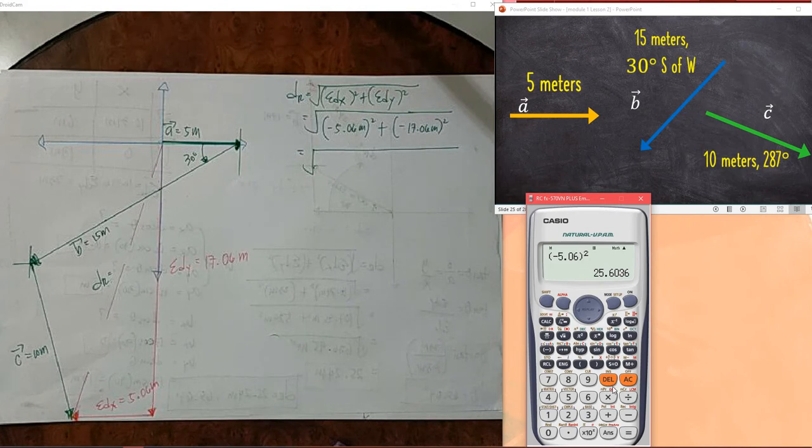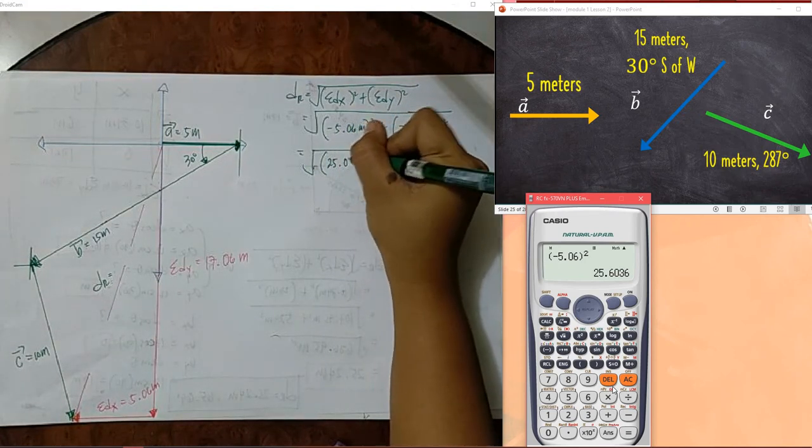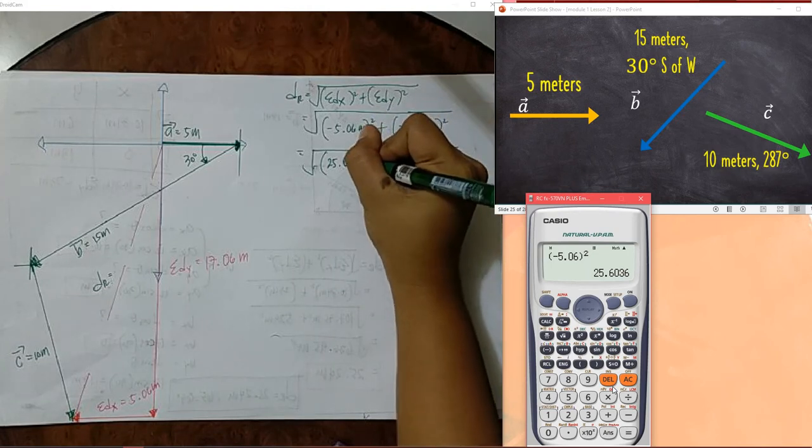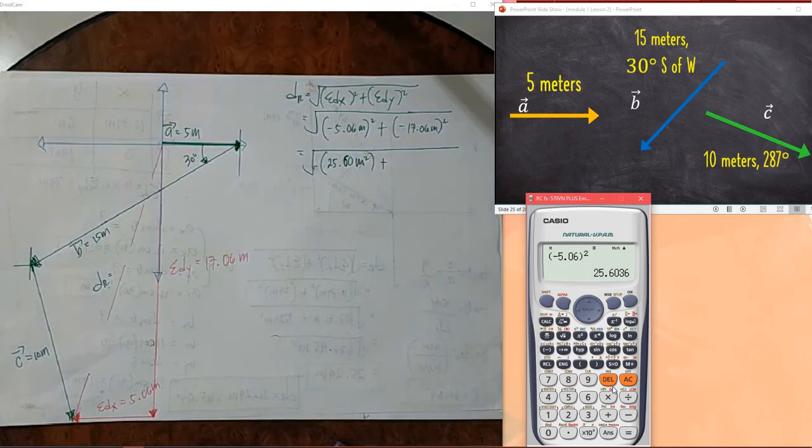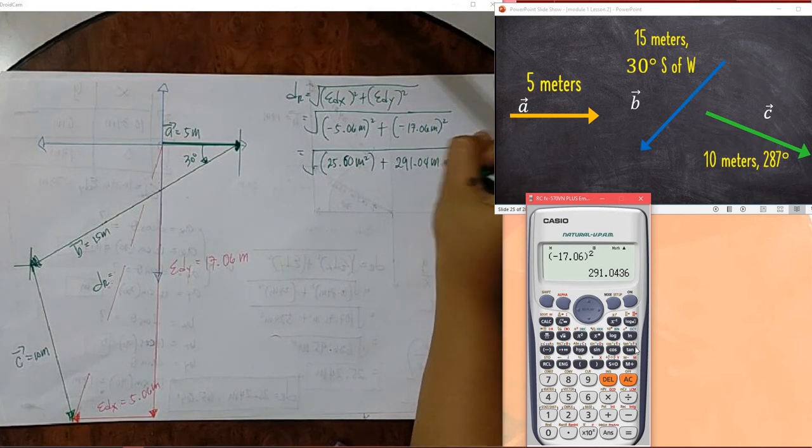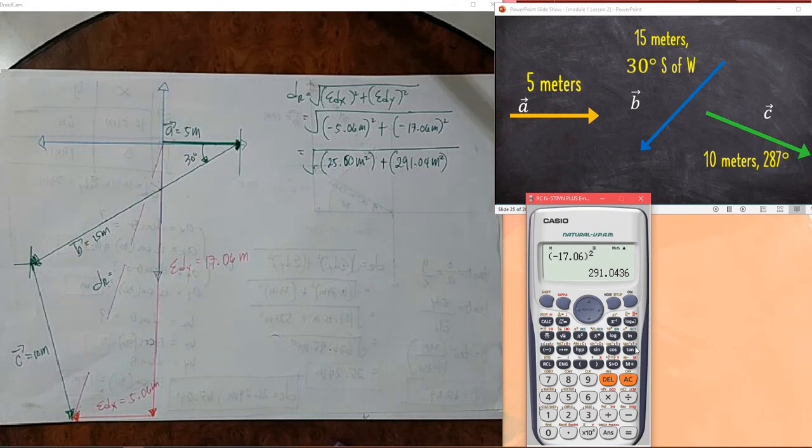So this is equal to 25.60. Ayan. We have 25.60 meter squared plus we have negative 17.0, 291.04 squared. By the way, let me just double check this one.